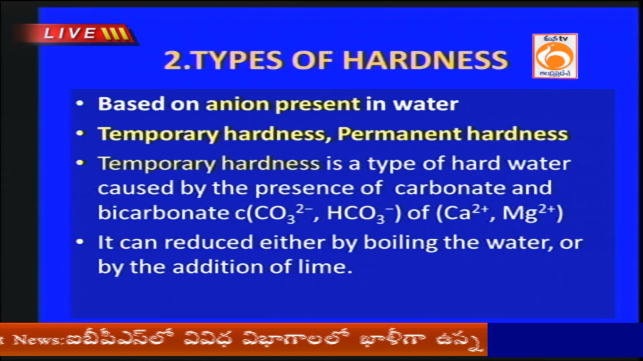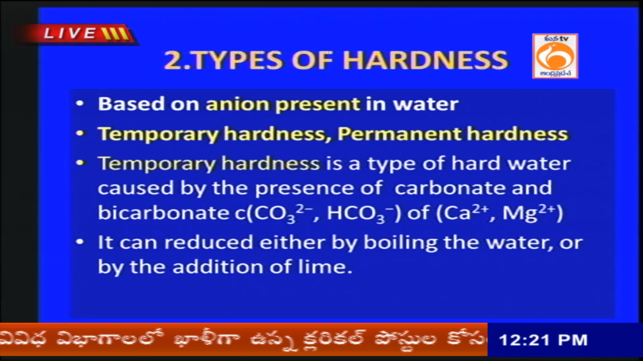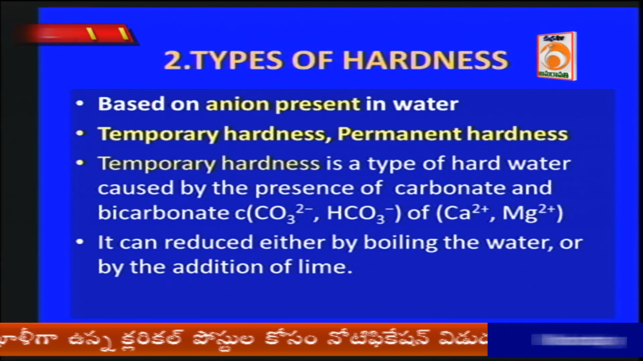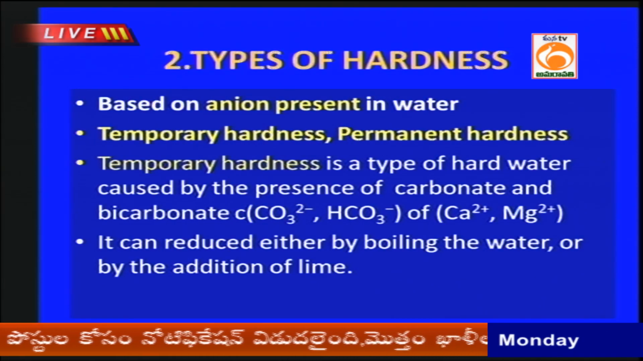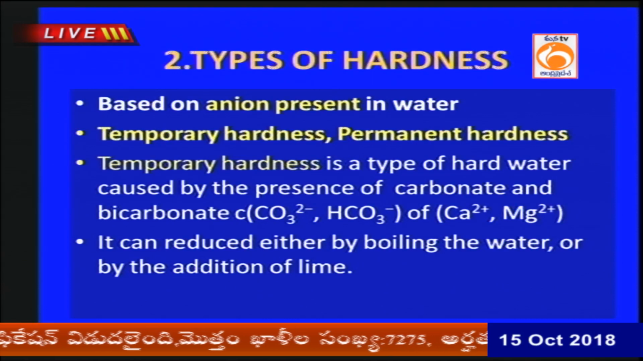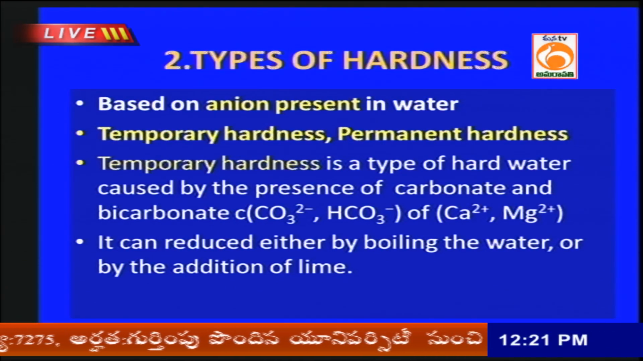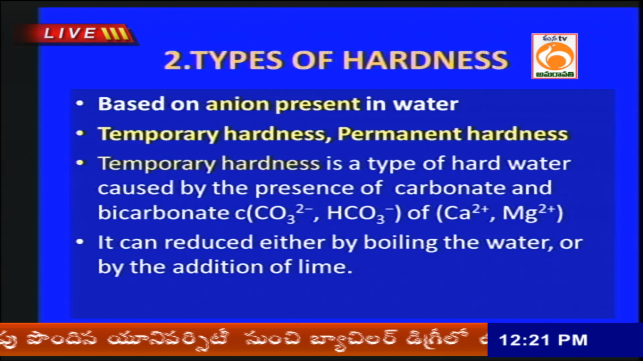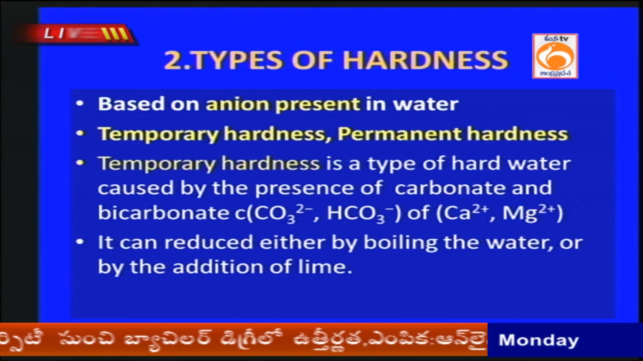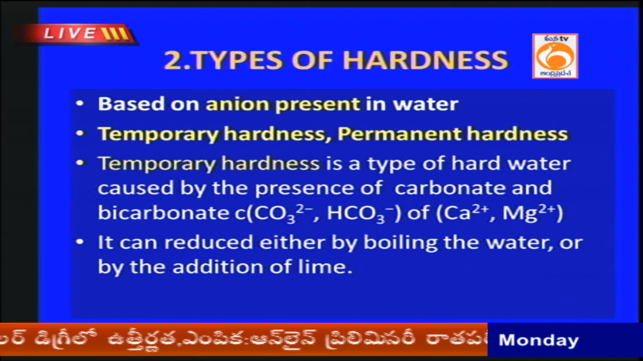These two are based on the anions present in the water, anions like carbonate, bicarbonate, sulfate, chloride. Based on these ions, they are classified in two ways. One is temporary and the second one is permanent. Now see the temporary hardness.